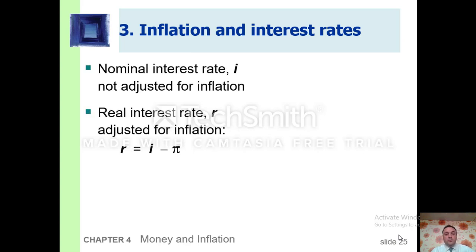As we know, the nominal interest rate, which is denoted by I, is the interest rate that is not adjusted for inflation, and the real interest rate, which is denoted by R, is adjusted for inflation. So the real interest rate equals the nominal interest rate minus the inflation rate. Again, the real interest rate equals the nominal interest rate minus the inflation rate.